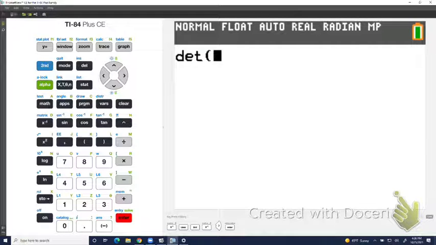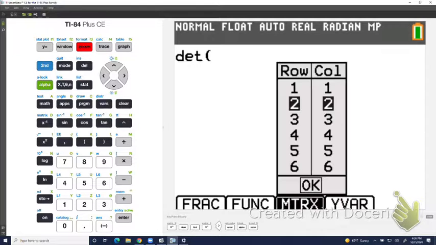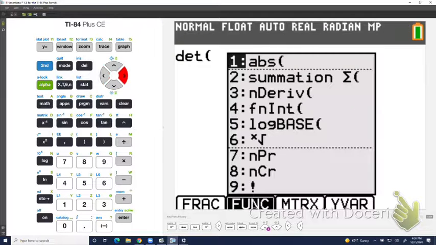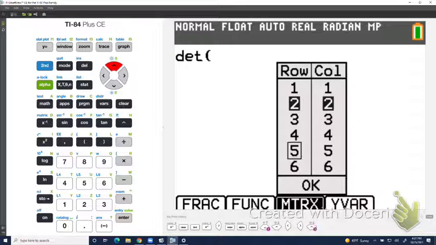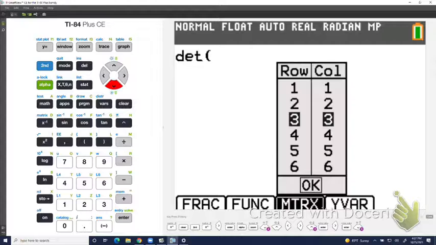Now I need to type in the matrix. So yesterday I showed you the quick way of getting the matrix, which is alpha zoom. And this is a 3 by 3. We need to go up an arrow to a 3, press enter. Change it from a 2x2 to a 3x3. And then arrow down to OK.